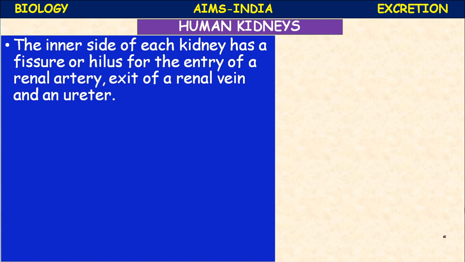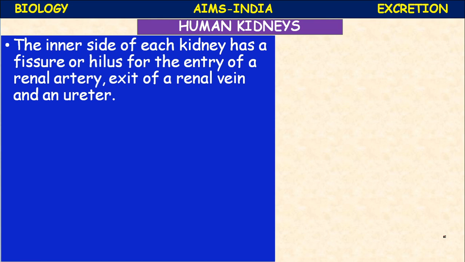The renal artery enters the kidney through this hilus region only, and the renal vein exits through the hilus or fissure. Next, we have already studied this in the activity. The inner side of the kidney has a fissure or hilus for the entry of the renal artery, for the exit of the renal vein, and an ureter.